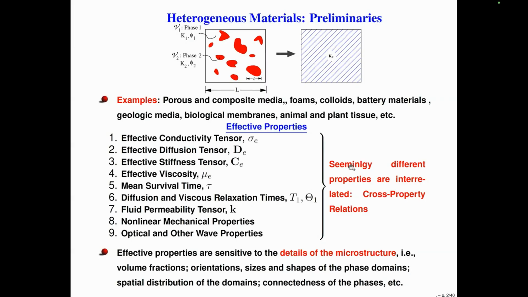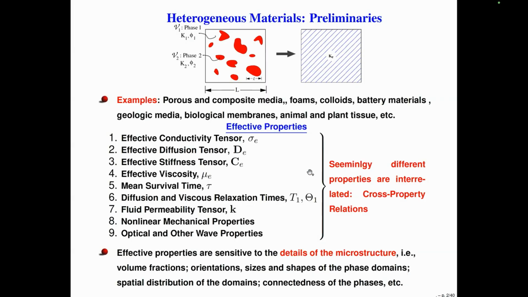Now, on the right side, I say these are seemingly different physical properties, but in fact, they're actually related to one another. So if you have one measurement of one particular property, let's say that's easier to measure, it actually is giving you information about a seemingly different property of that system. We call these cross-property relations. And there are ways of rigorously determining these cross-property relations.